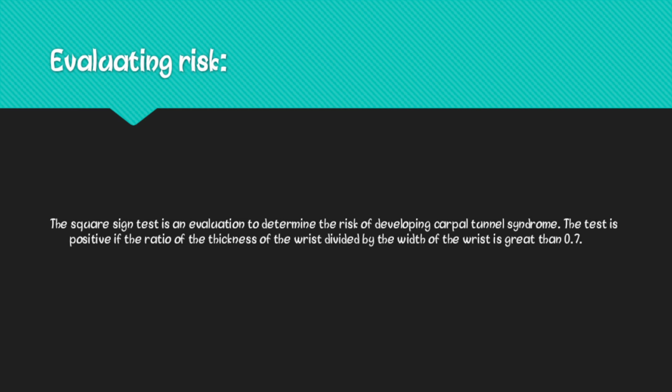Then the test we perform for the evaluation of risk is the square sign test. The square sign test is basically an evaluation to determine the risk of developing carpal tunnel syndrome. The test is positive if the ratio of the thickness of the wrist divided by the width of the wrist is greater than 0.7.